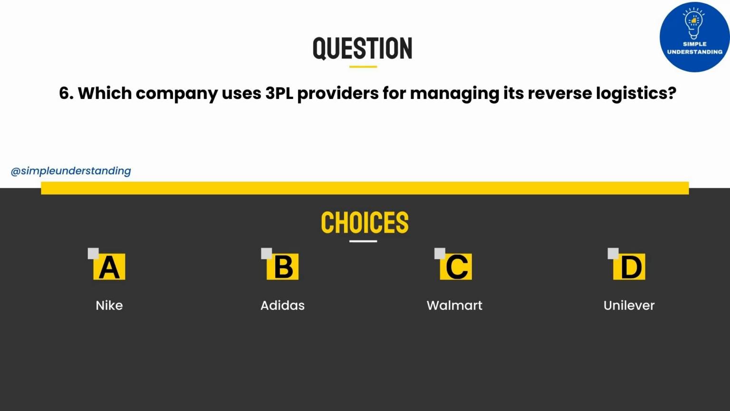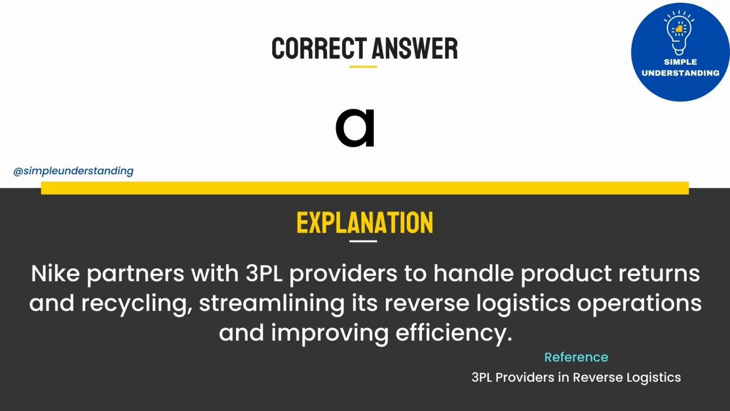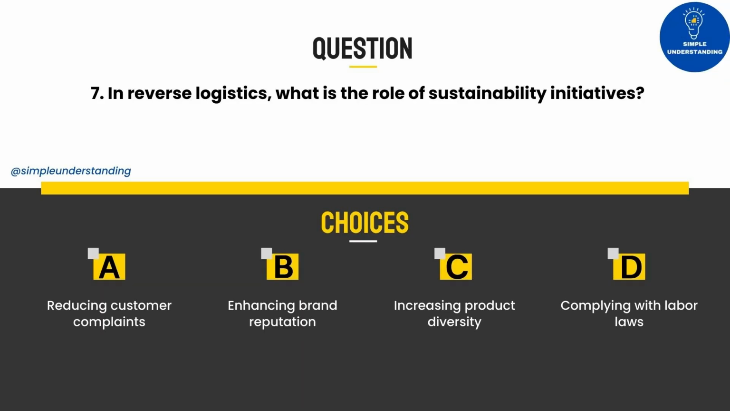6. Which company uses 3PL providers for managing its reverse logistics? A. Nike. B. Adidas. C. Walmart. D. Unilever. Correct answer: A. Overall explanation: Nike partners with 3PL providers to handle product returns and recycling, streamlining its reverse logistics operations and improving efficiency.